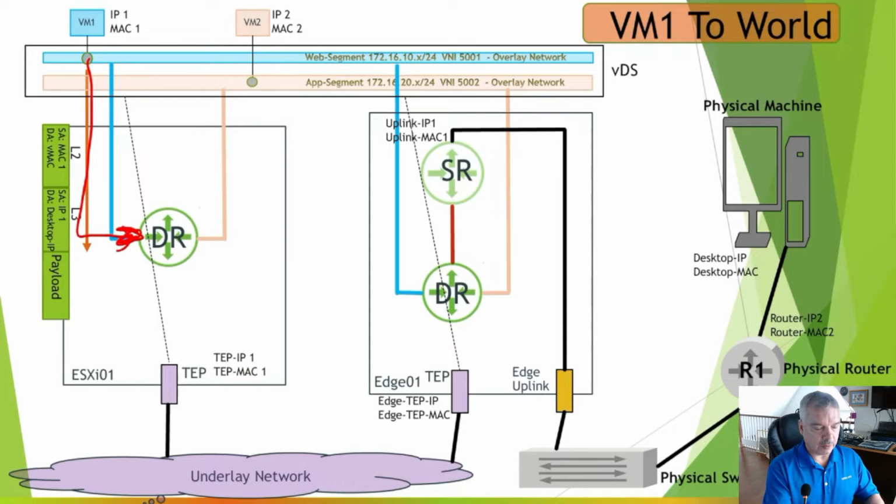Okay? The distributed router is going to receive it, and it's going to look at its routing tables and say, oh, you want to get to this IP address, the desktop IP. Well, it's on a different subnet. I don't know where that is, so I'm going to send it to my default gateway. And again, that would be up here to the SR. So if I drew a logical diagram just real fast, so everybody's on the same page.